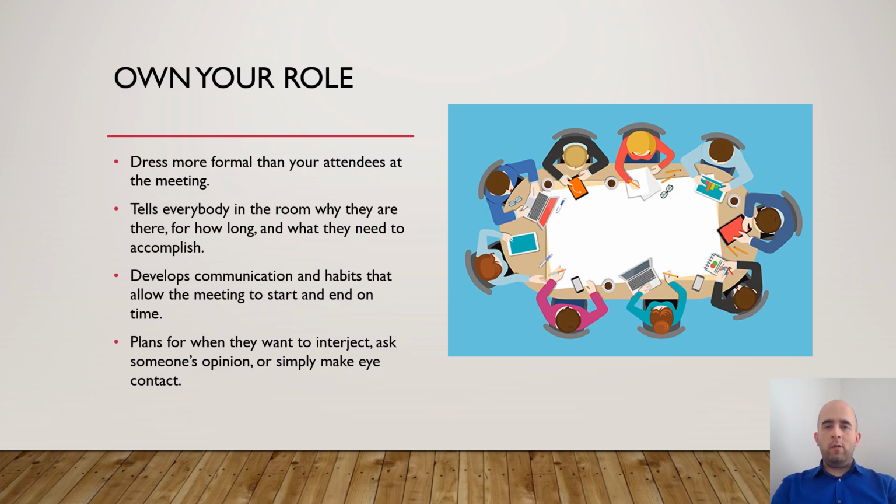So own your role. There's some basics on this. Dress more formally than your attendees. Because if you dress like a slob, your attendees might treat you like a slob. But if you're dressed professionally and even at or above where your attendees are, you earn that respect of someone who is seen as someone who cares. Also, you need to start at the very beginning of your meeting saying, this is what we're here for. This is what we need to accomplish. This is how long we're here for. Inviting communication for people to add to that.